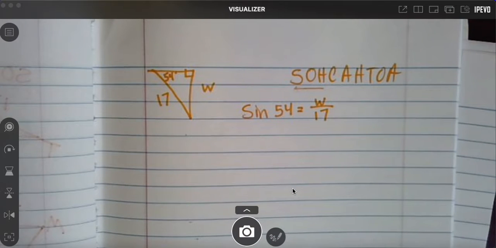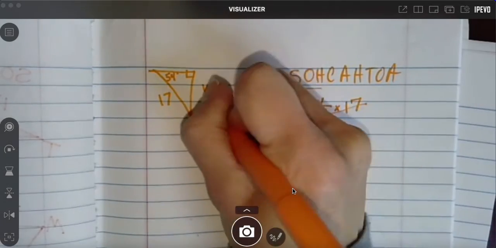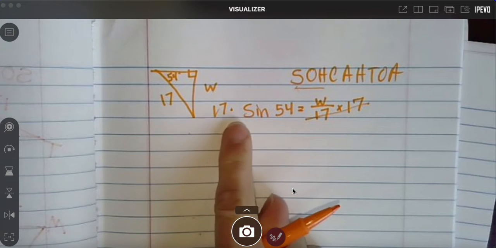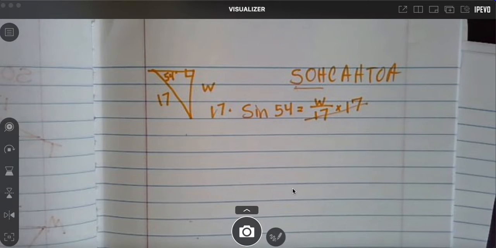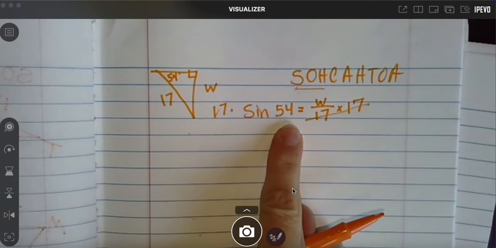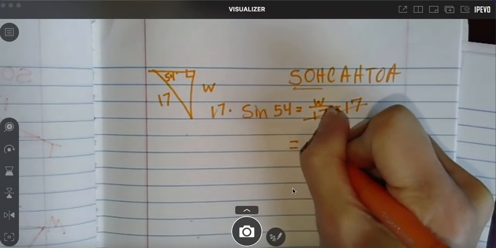How would I solve for W? Just ignore the whole sine thing. What would you normally do to solve for W? What are you doing to it? You're dividing by 17. So you would multiply by 17, both sides. So watch. Over here, I would multiply by 17, and that cancels out. And what am I going to do on the other side? Multiply that by 17. Guess where you can put all that? In your calculator. You can type all that in your calculator. And then it'll tell us our answer. So over here I get W.